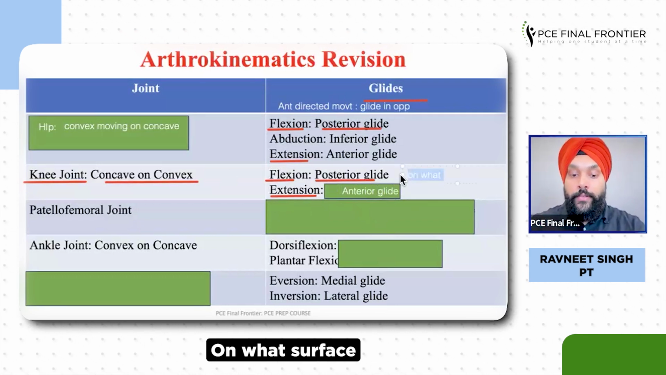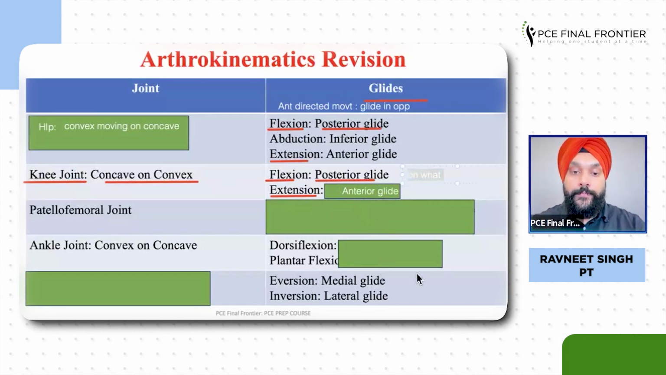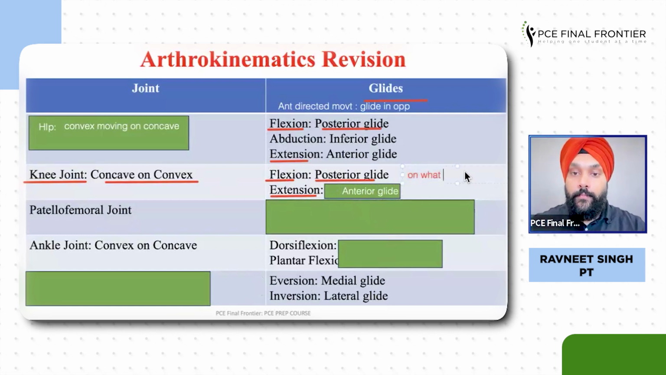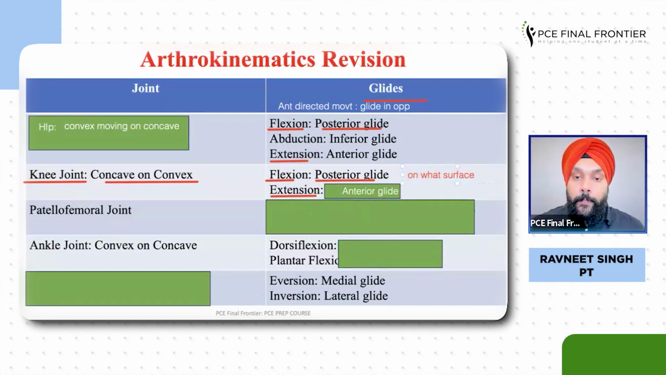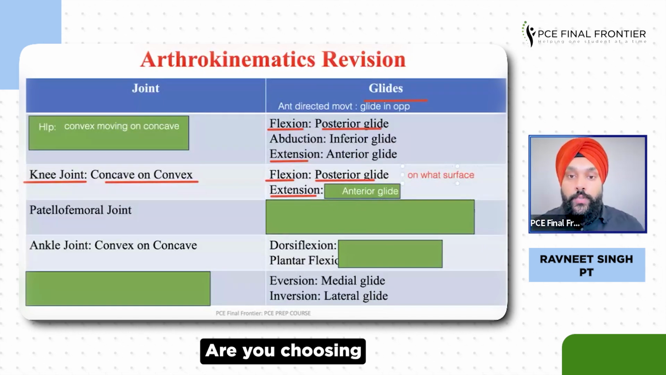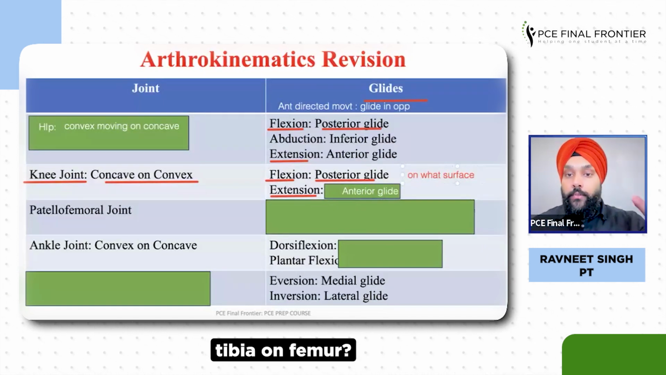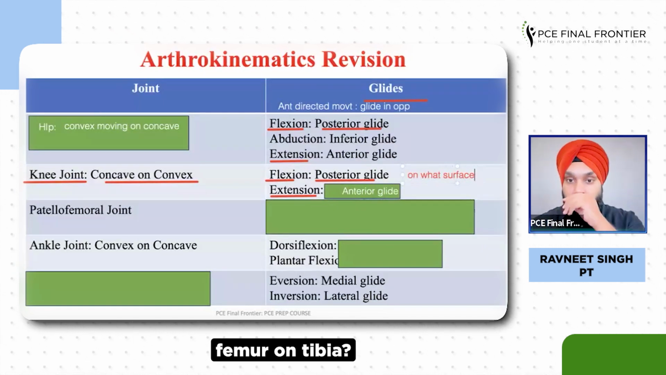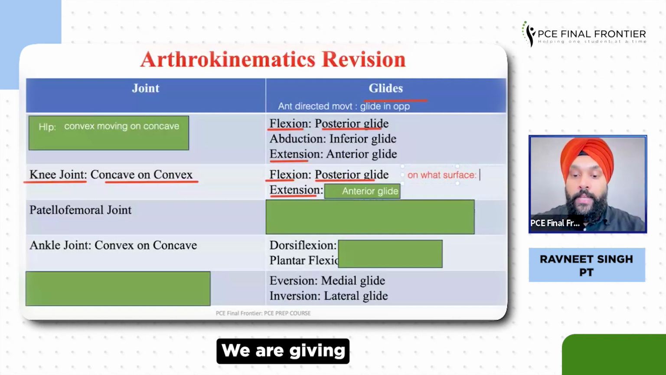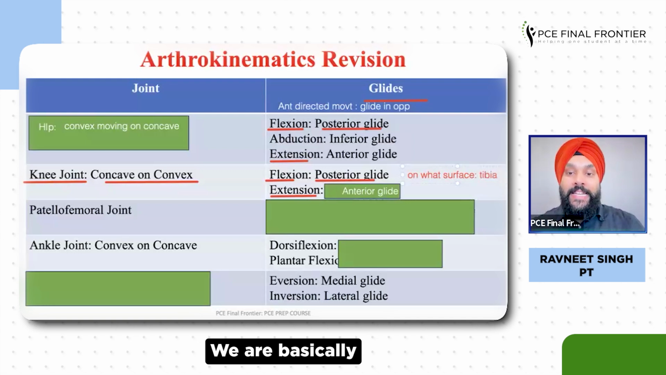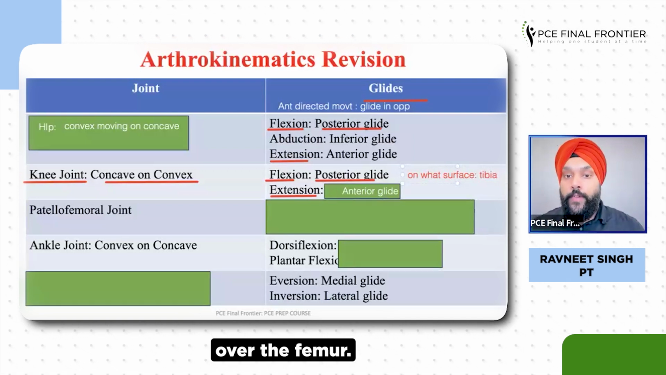If I have to ask you a little bit further, glide on what surface? Which surface are you choosing? Are you choosing tibia on femur? Are you choosing femur on tibia? That is right. We are basically gliding the tibia over the femur. Very good.